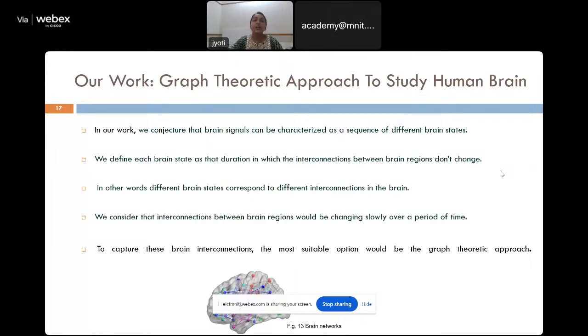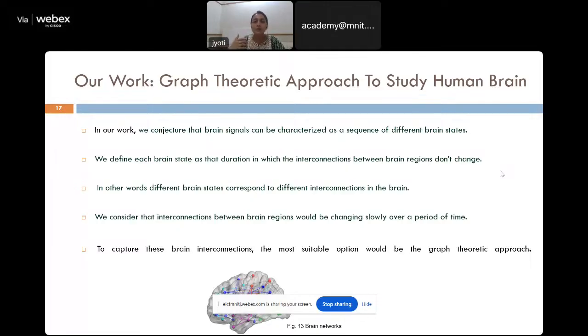So we conjecture that brain signals can be characterized as a sequence of different brain states. Suppose I am sitting here, I am speaking. First of all, I am looking at the slide, then I am looking at what the content is, so the occipital lobe of my brain is getting activated. Then I am thinking about what I should convey, then I'm speaking, so my mouth is also involved, so the motor area of my brain is also getting involved.